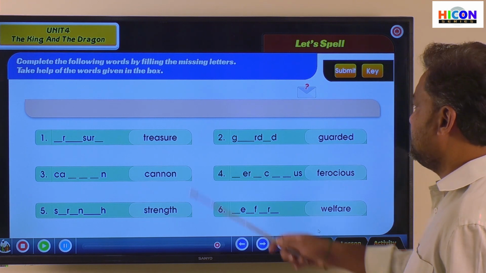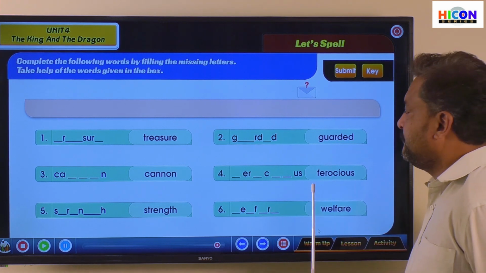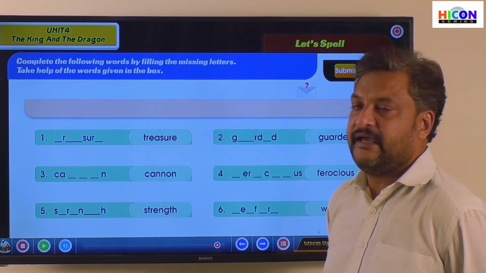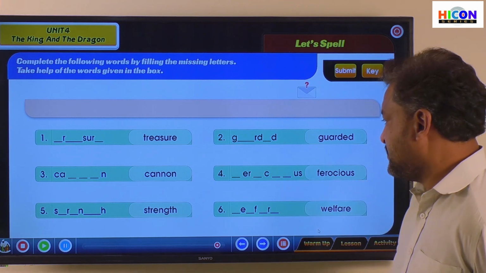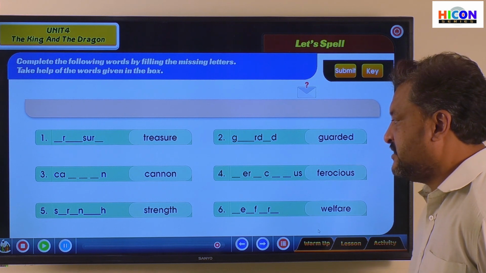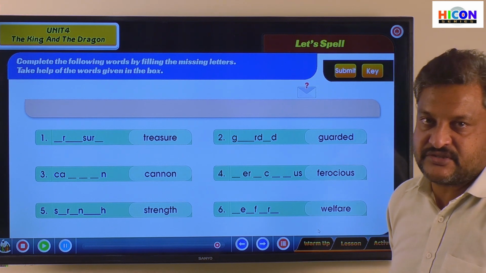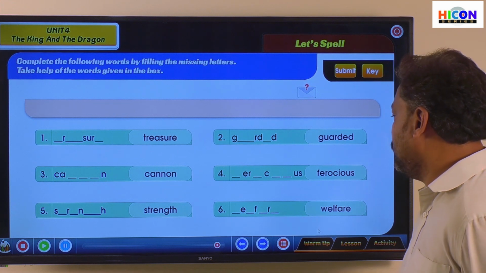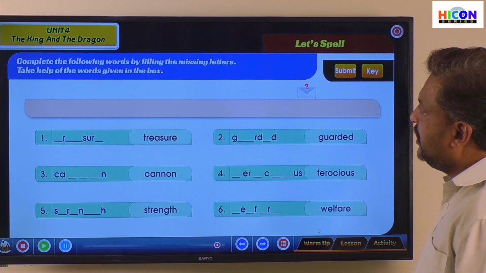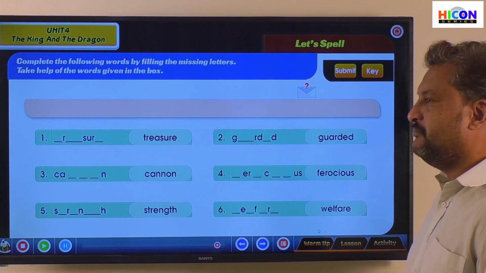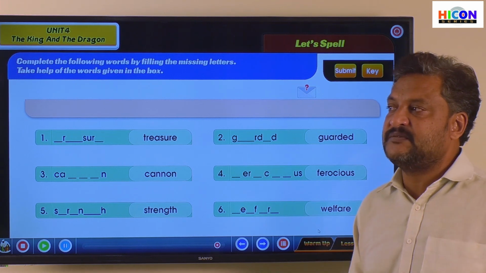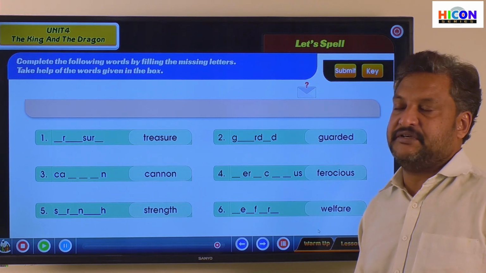Yes. So the first one is TREASURE, treasure. The second is GUARDED, guarded. Third one is CANON, canon. Fourth one is FEROCIOUS, ferocious. Fifth one is STRENGTH, strength. Sixth is WELFARE, welfare. Right? So now I will keep the screen the same for another minute so that we can go through those words once again. Spell the words, learn the spellings along with the pronunciation, right?